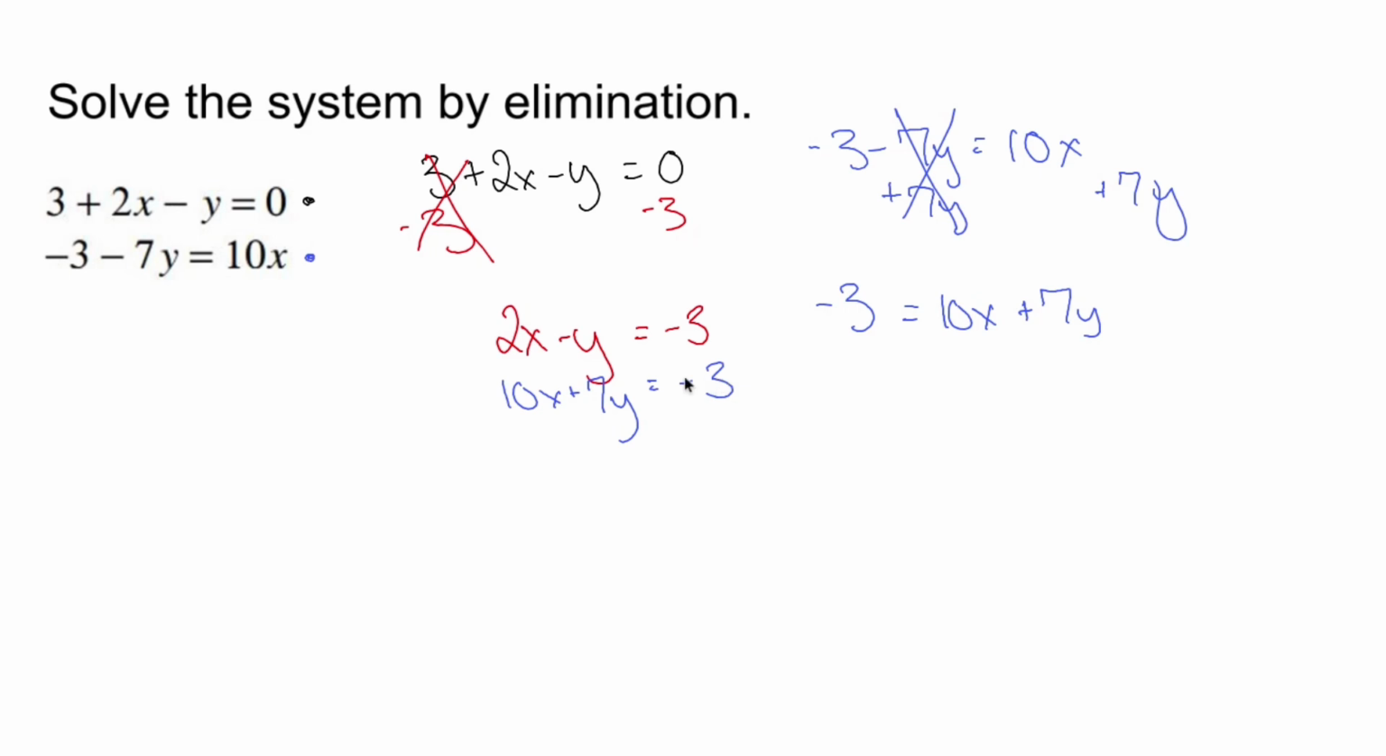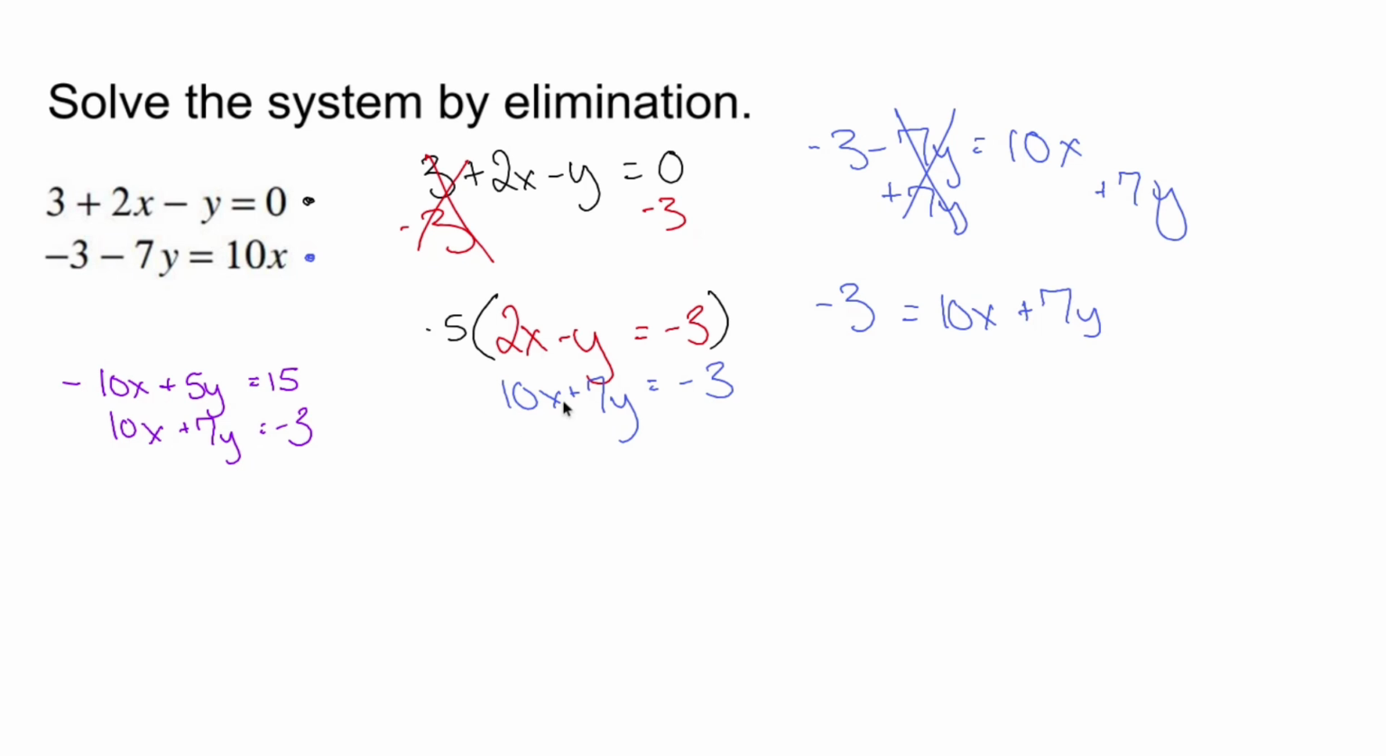Now that I have everything lined up, I need to eliminate. Well, I can't, because 2x and 10x are not the same but opposite, and negative y and 7y are not the same but opposite. So let's get rid of x, and we'll multiply the top row by negative 5. By multiplying the top row by negative 5, and let me write it out here to the left, I'm going to end up with negative 10x plus 5y equals 15. The bottom equation stays the same. 10x plus 7y equals negative 3.